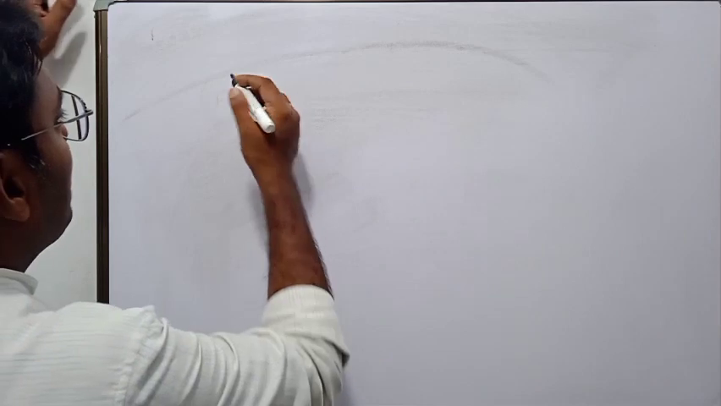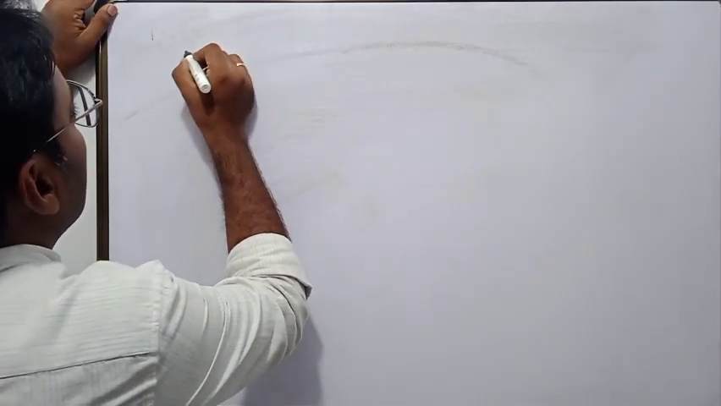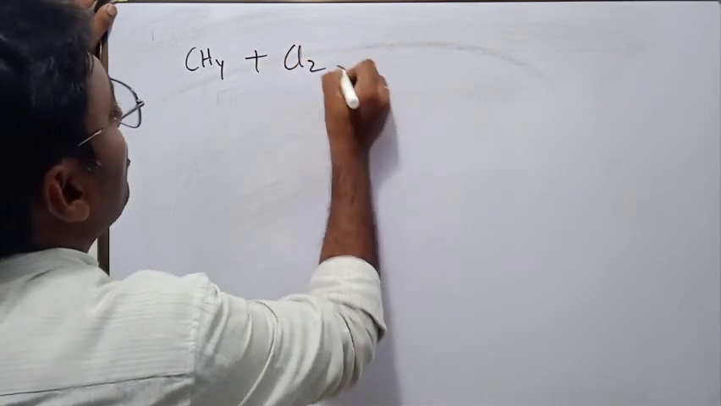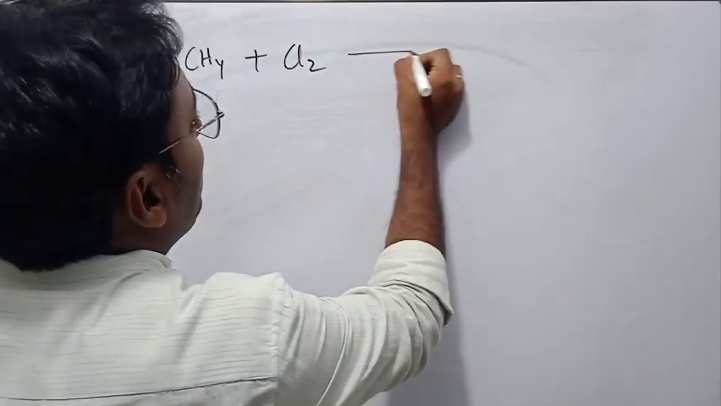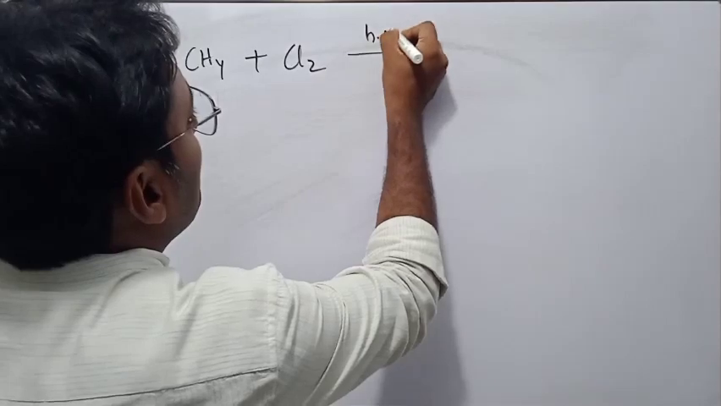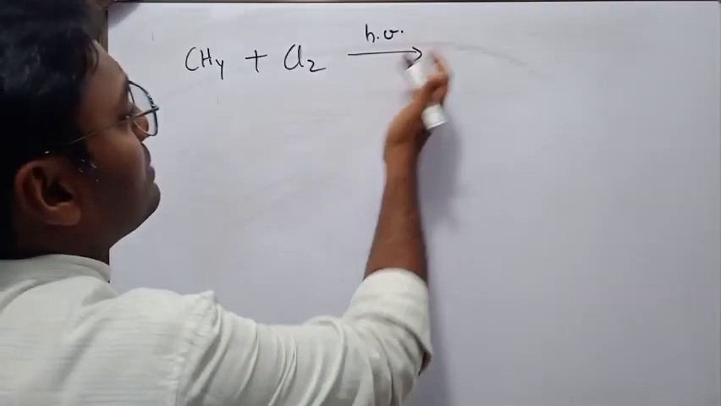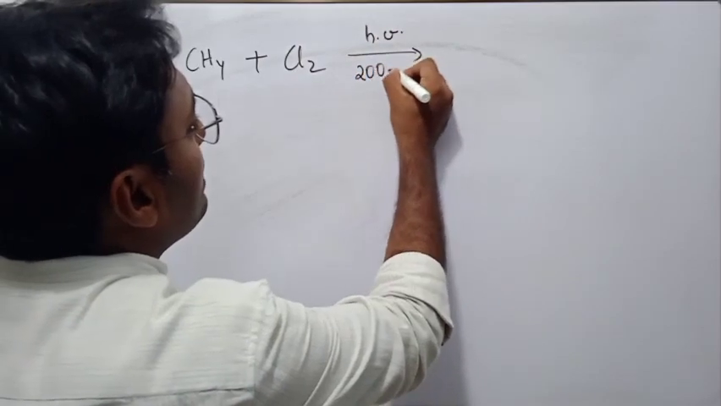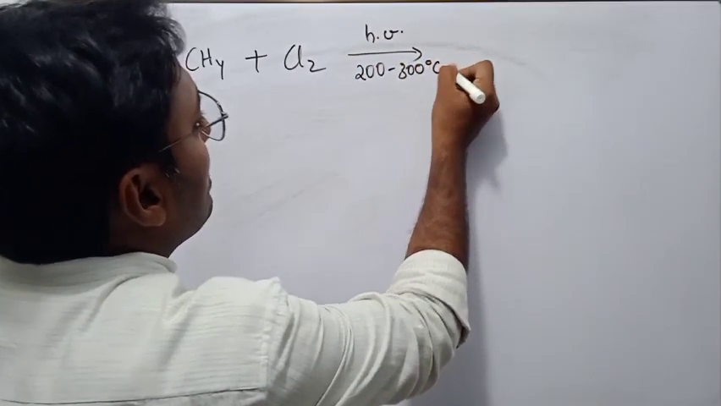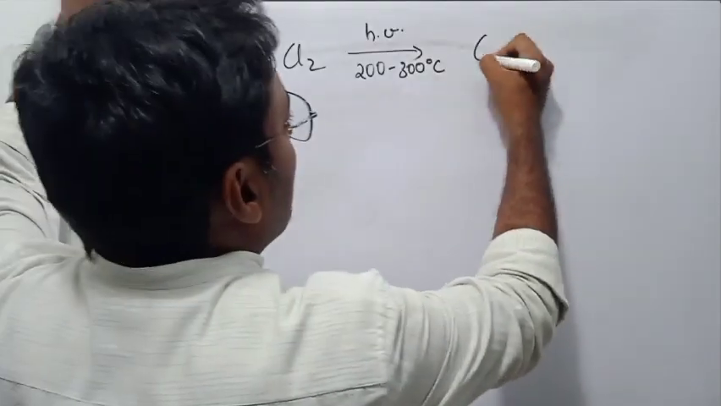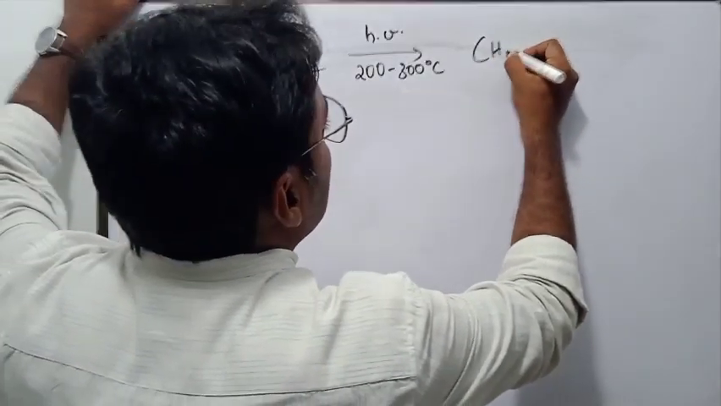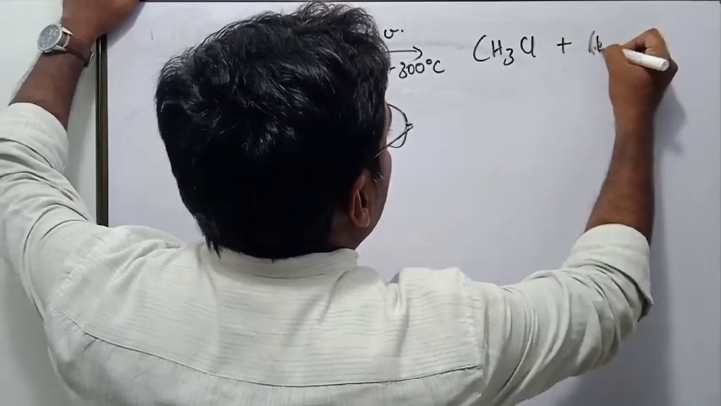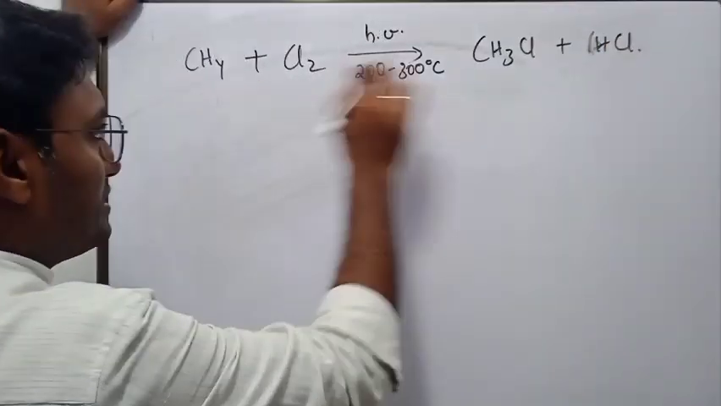Okay, what happens here is alkane is treated with chlorine in presence of UV light, sunlight. You can expose it to sunlight, or in presence of UV light at 200 to 300 degrees Celsius, and that would result in the first product, which is CH3Cl, monochloromethane, and HCl. So that is the first step.